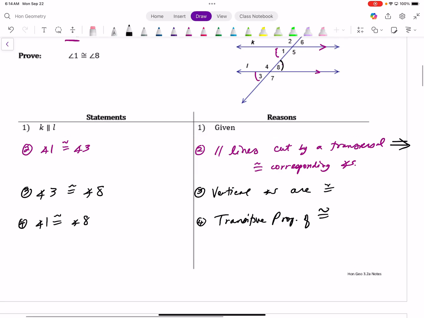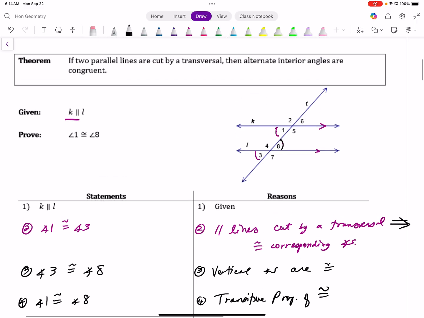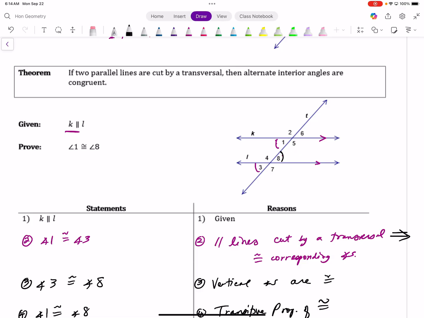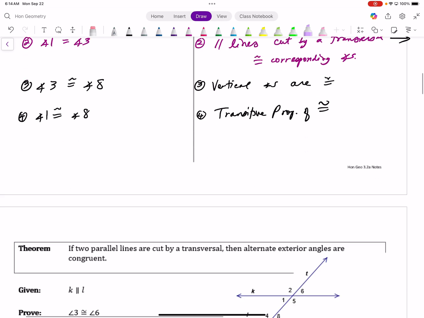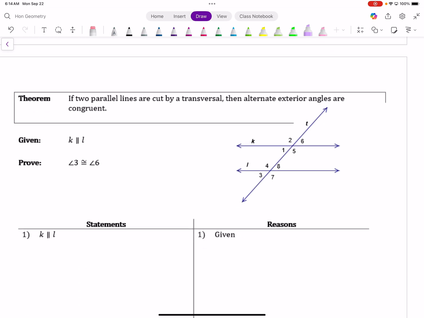Now, we don't have to ever go through that again because now we have our theorem that we can use as a reason. We can jump to the fact that when those lines are parallel, alternate interior angles are congruent. Okay? All right, so next theorem: if two parallel lines are cut by a transversal, so they're telling us K is parallel to L, then alternate exterior angles are congruent.